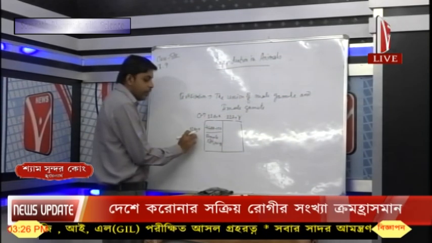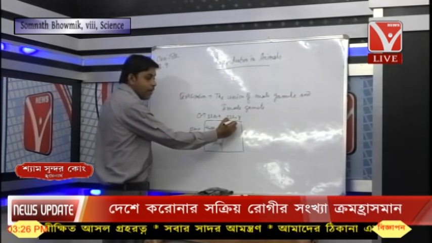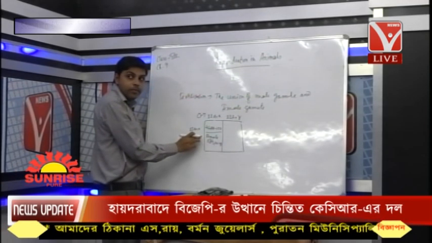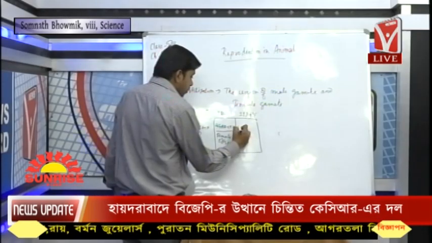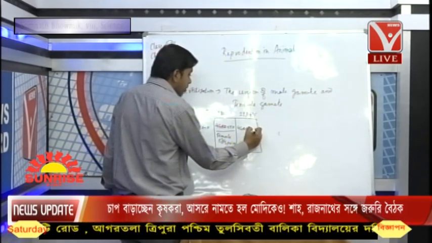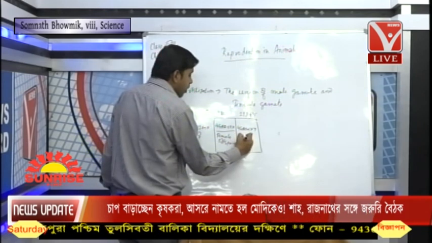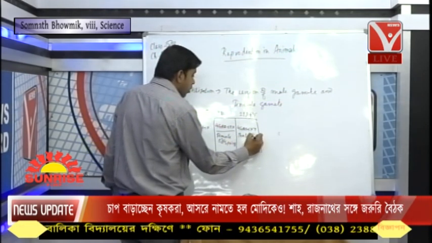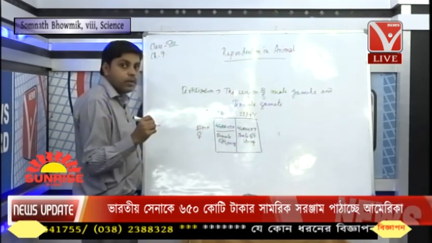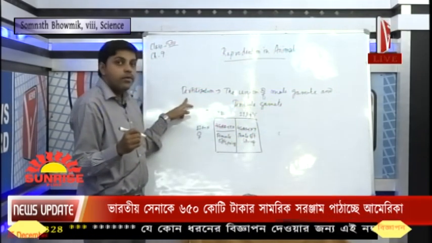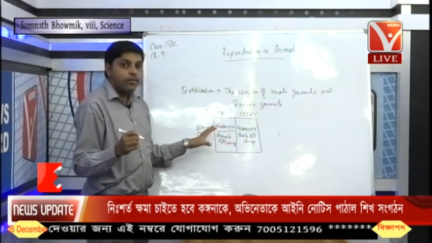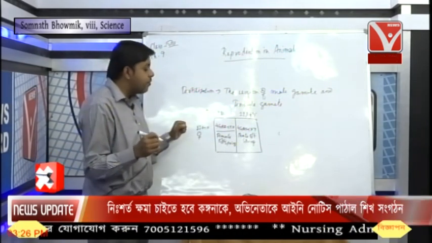And if the Y male gamete fertilizes or unites with this female gamete, what will be the result? 44 plus XY, that is the male offspring. Clear? So what is fertilization? Fertilization is the process of union of the male gamete and the female gamete. Clear?